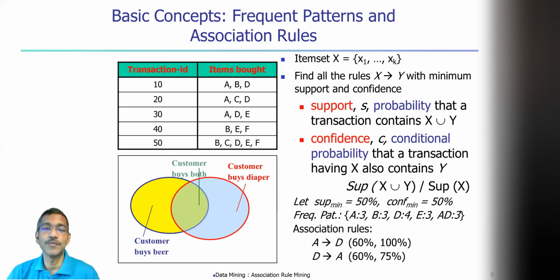If you look at a bit of a definition, we have an item set, those are the items that we have. And what we want to do is find out whether there are any associations or rules among these item sets. So for example, from this data set, can we say that if you buy A, you are also going to buy B? So that's what we are looking at.